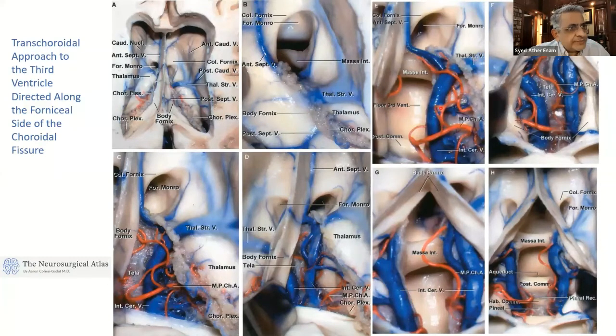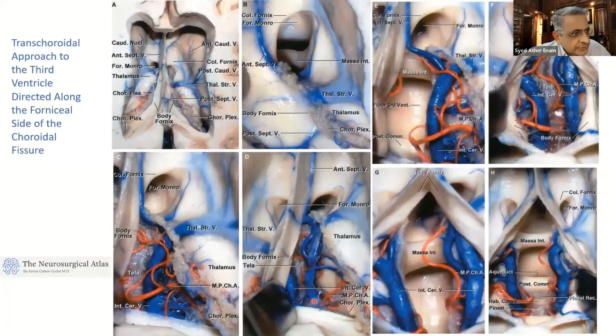And further dissection in this picture shows the choroidal vessels, branches coming over here, and you see how the thalamostriate vein ends up as the internal cerebral vein when it's joined by the septal vein, and it's curving right at the mouth of the foramen of Monro.